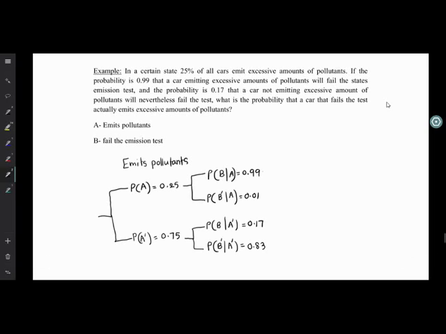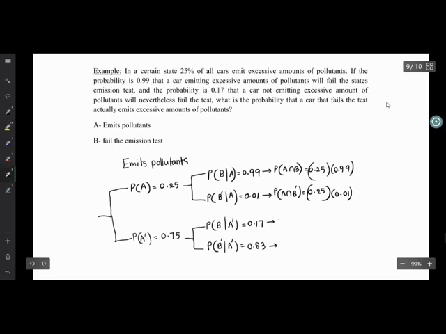Now if we multiply along each of these four parts using the multiplication rule, the first one will be the probability A and B, that is the car emits pollutants and fails the test. So that will be 0.25 times 0.99. The next branch, probability the car emits pollutant and passes the test, will be 0.25 times 0.01.